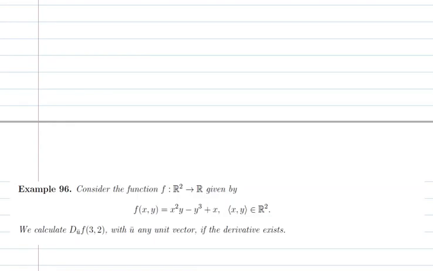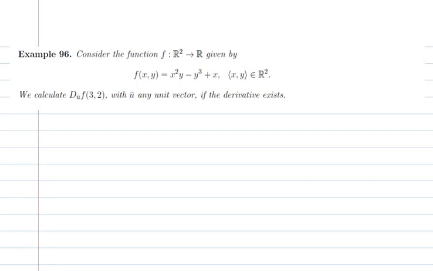So the example I'm taking is Example 96. Consider a function of two variables, f(x, y) = x squared y minus y cubed plus x. So we want to calculate the directional derivative of f at the specific point (3, 2) in the direction of u, where u is any unit vector, if the derivative exists. All right. So first we're going to establish that all of the directional derivatives exist. After doing this, we are going to find a nice expression for the directional derivative in the direction of u, where u is any unit vector.